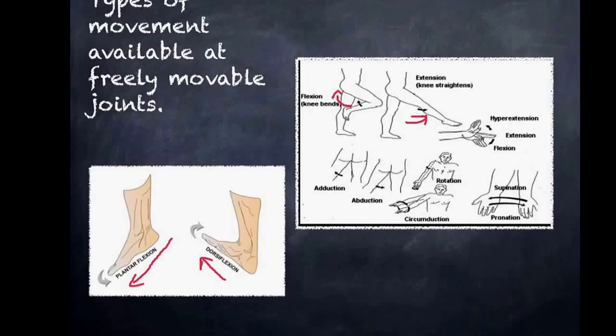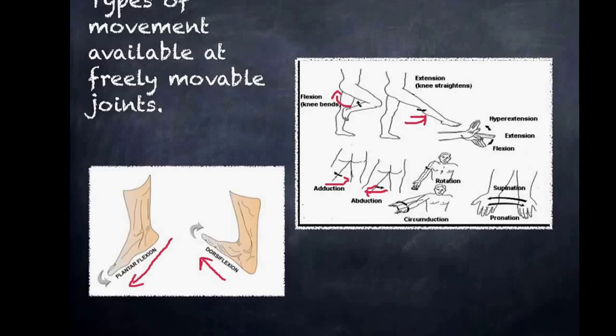If you move your leg towards the center line, like this, it's known as adduction. If you move it away from the center line of the body, it's known as abduction, as in abducted by aliens. And if you turn your hand over here, so you're turning your arm over round like that, that's known as rotation. But if you're moving your hand round in a circle, that's known as circumduction.